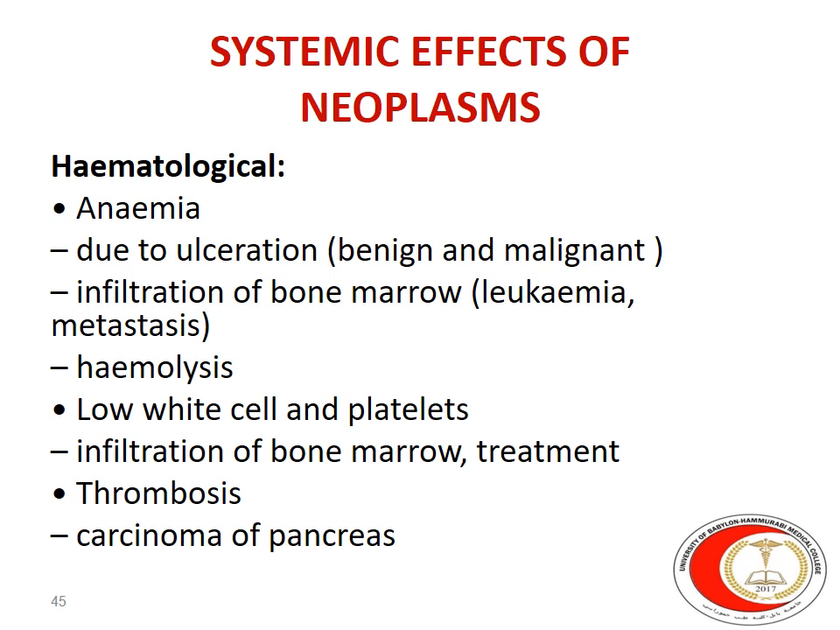Or the patient may present with hemolysis. By hemolysis, I mean intravascular destruction of RBCs. Patients could present with other hematological findings, such as low white cell count and platelet count due to infiltration of the bone marrow, or due to treatment, as chemotherapeutic agents could lead to a low white blood cell count. Or thrombosis, like in the case of carcinoma of the pancreas.